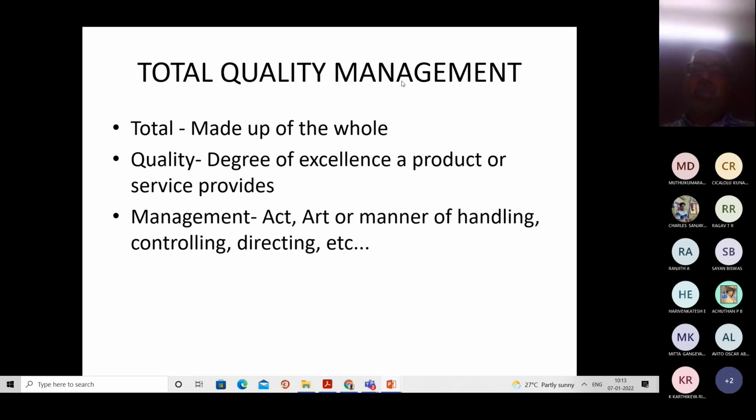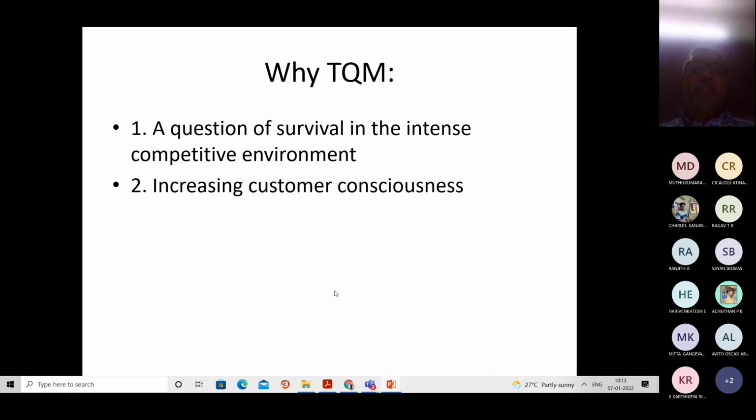And then management. So total quality management. This quality is from the customer's point of view. This management is from the organization: the act or the art of the manner of handling, controlling, and directing. We have to achieve a degree of excellence, so for that, how do you handle them? How do you control them? How do you direct them? So that is the definition for total quality management.